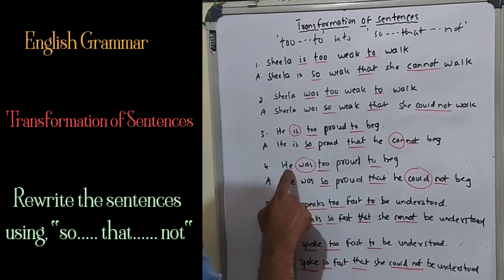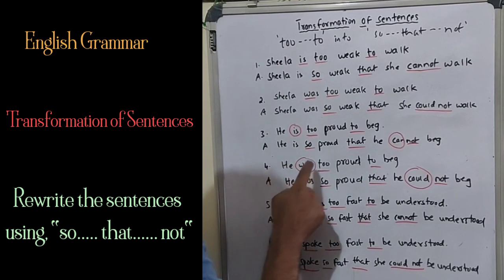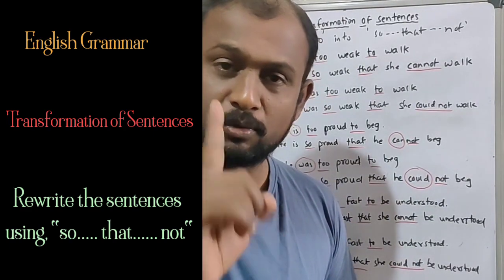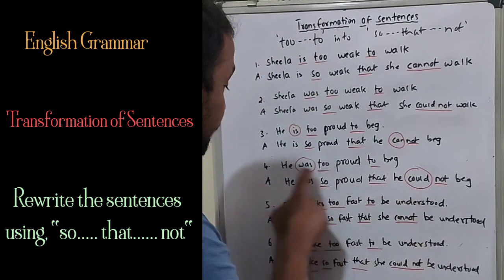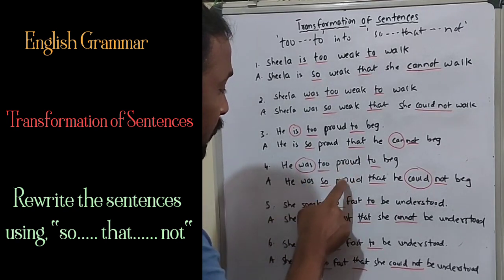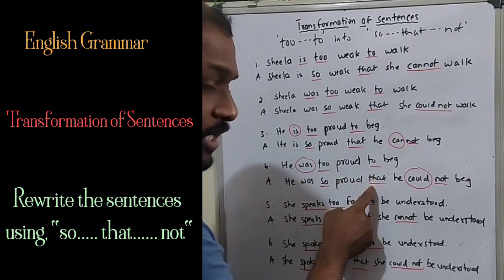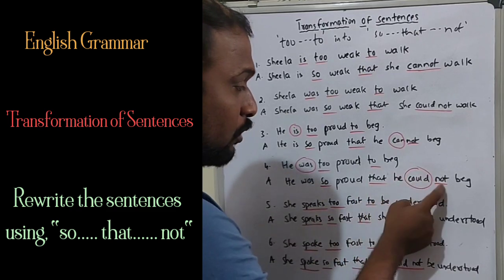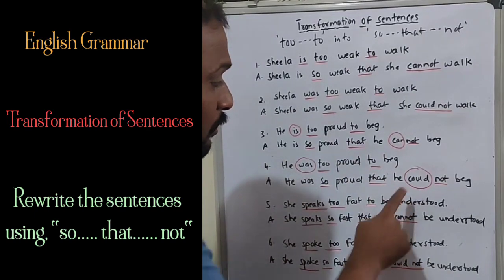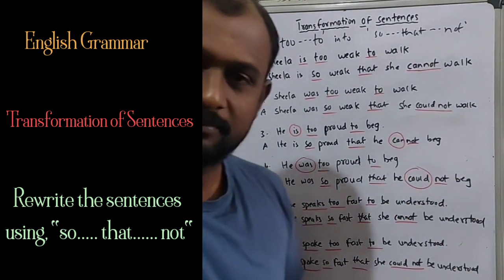Same example has been given in past tense. See, he was too proud to beg. "Is" has become "was" here. So, this means it is past tense. In case of past tense, only one difference, that is "could not". See, "he" as it is, "was" as it is. In the place of "too", use "so". "Proud" as it is. In the place of "to", first start with "that". And before using "could not", you write the pronoun. "He", subject is already pronoun, so write "he". Could not beg. As simple as that.